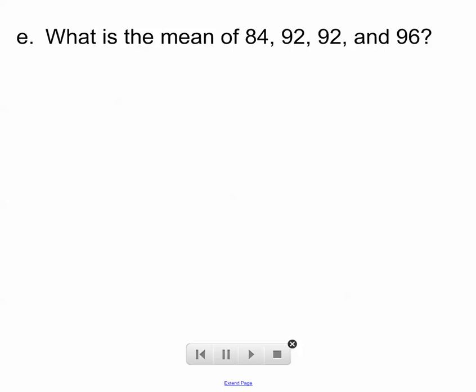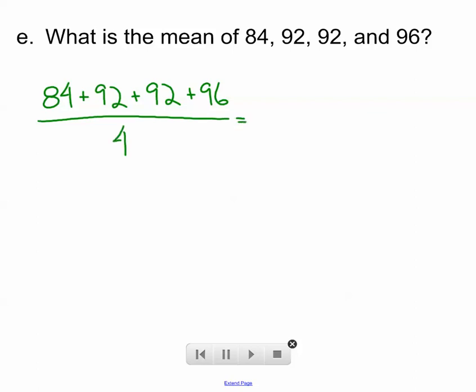Okay, mean is one type of average. The way you find the mean is by adding up all the numbers you're given. It's the most common average. You add up all the numbers you're given, and then you divide by how many numbers you're given. Four numbers in this case. Their sum is 364, and 364 divided by 4 is 91. So 91 is the mean average of these four numbers.